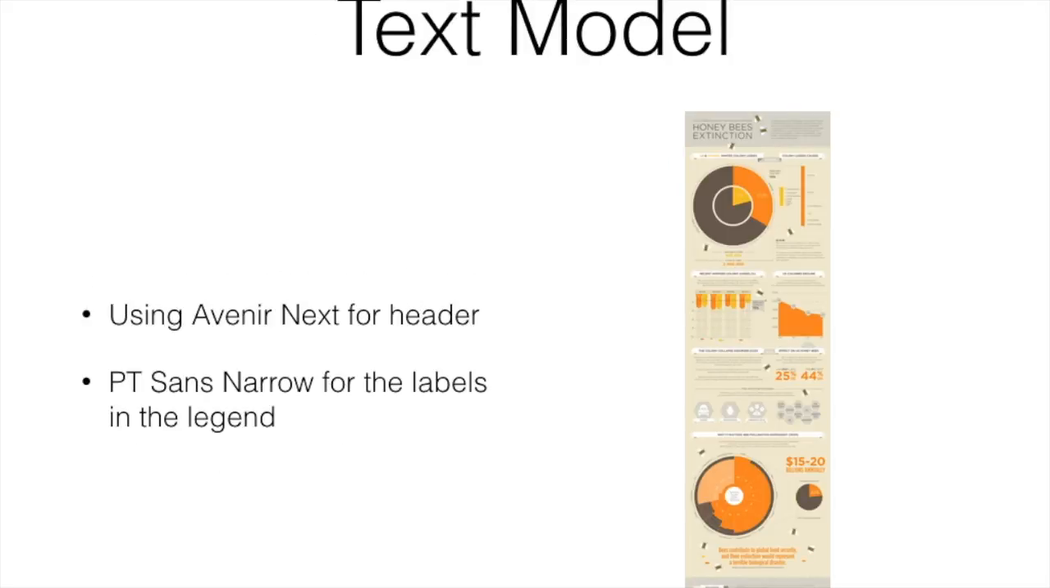Then for my text model, I used the Avenir Next font again for my header, and then the PT Sans Narrow for the labels for my legend, so where it says where he's been, or the green circle next to the races he hasn't attended, and then the purple one to the ones he had.